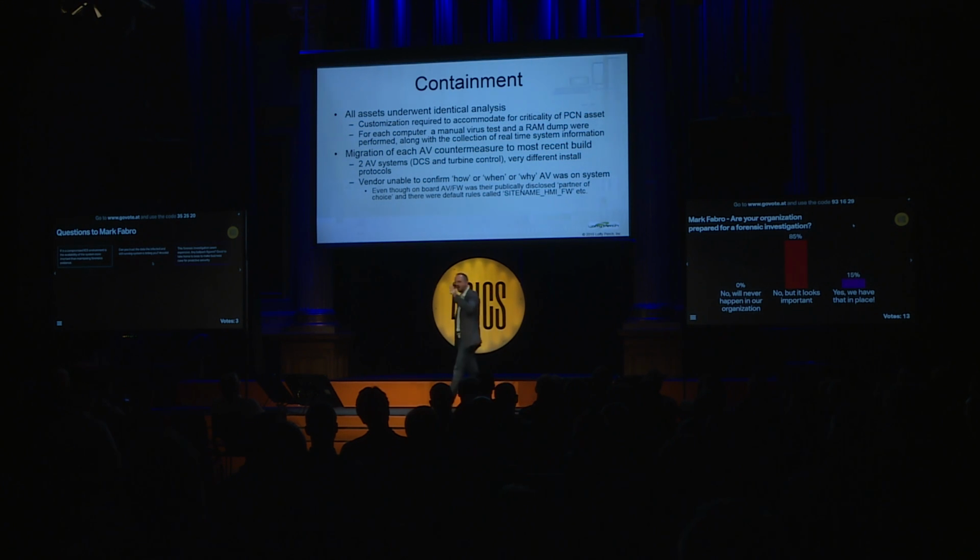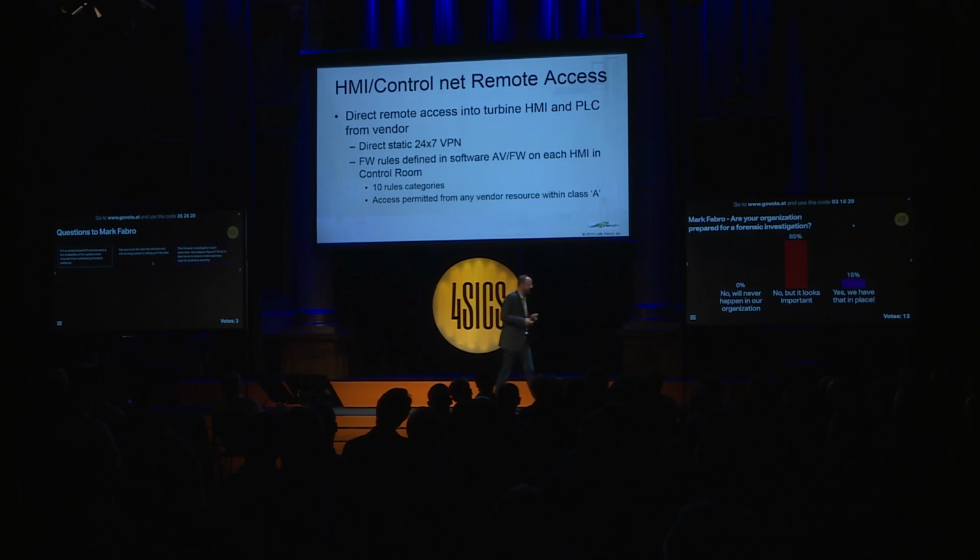So we found firewall and antivirus inside one of the HMIs, and a deeper drill on that showed there was a site name _HMI/firewall on the HMI. Still, we went to the vendor, and they said, we don't know what you're talking about. When we peeled back the rule sets inside the firewall, yes, there was a 24/7 VPN, but we also noticed that in the rule set category, there was unfettered access if you came from the vendor's Class A. Anyone from within a Class A could get to that system. Wow.